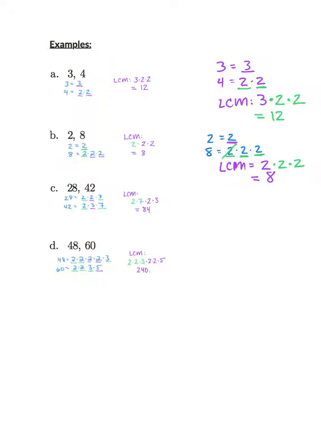Let's look at 28 and 42. If we go ahead and start by looking at our prime factorization, we said 28 was equal to 2 times 2 times 7, and we said 42 was equal to 2 times 3 times 7. So for our LCM, I'm going to start by putting all of the factors of the first number in the LCM. So we have a 2, a 2, and a 7.